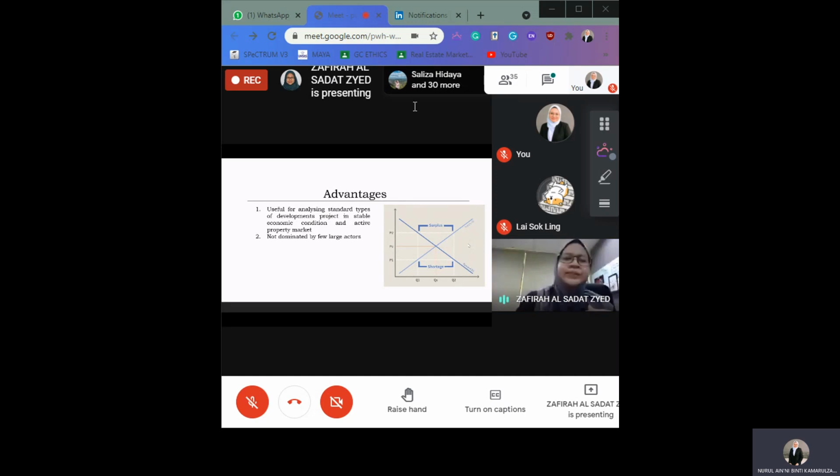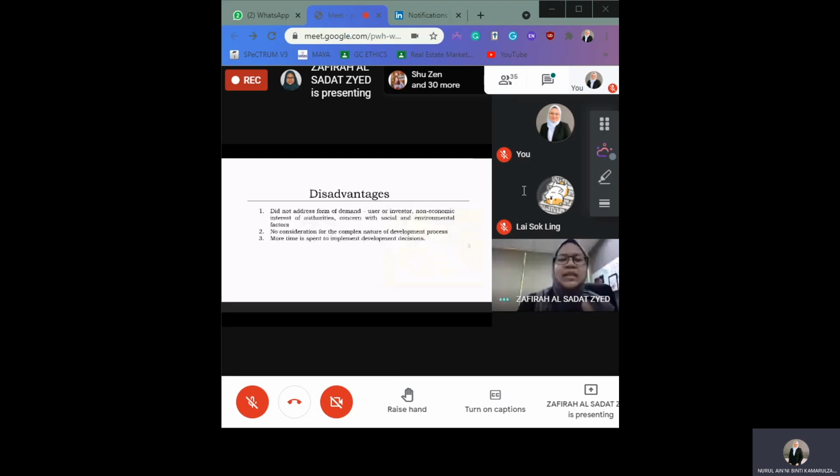Okay, so it has the advantages because of that focus that you could give, in terms of the product itself, to make sure that it's successful. Okay, so there are a few disadvantages, and one is that it does not address forms of demand, like user or investor non-economic interest. So this is the relationship part, right? That the equilibrium model doesn't look into. They just want to look into the product itself.